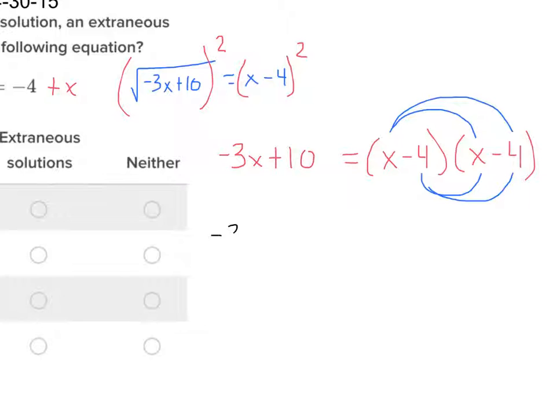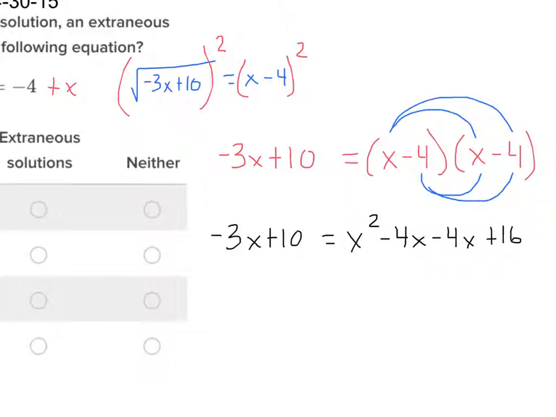And so I have negative 3x plus 10 equals x squared minus 4x minus 4x plus 16. Because x times x was x squared, and x times negative 4 is negative 4x, and negative 4 times x is negative 4x, and negative 4 times negative 4 is positive 16. And now I need to get all of the terms on the same side of the equal sign.